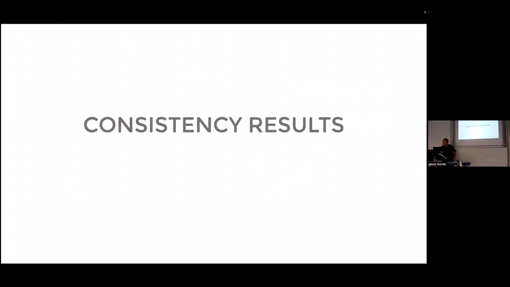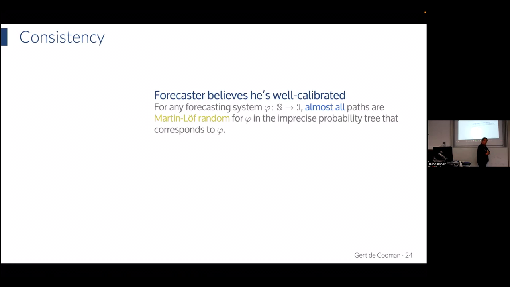Why? Well, first of all, there's a number of consistency results. The first is cute. It tells you that every forecaster believes that she or he, depending on what you want, is well calibrated. That's called forecaster he and skeptic she, just for fun. So the forecaster believes he's well calibrated.